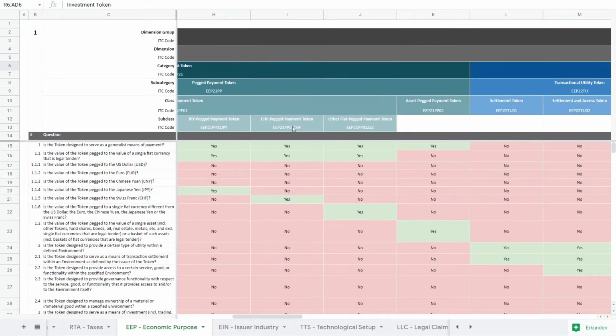Indeed, we have the crypto franc. So I think there might be some Swiss franc stablecoins which are quite popular. And we have also listed them in the token base, fully identified and classified.